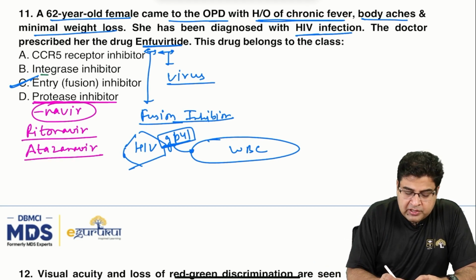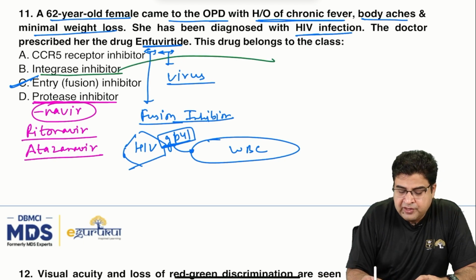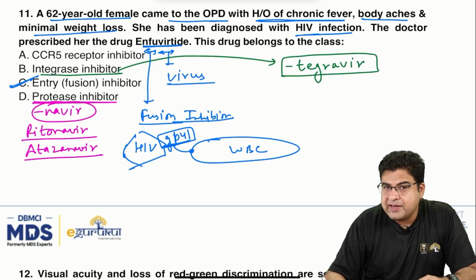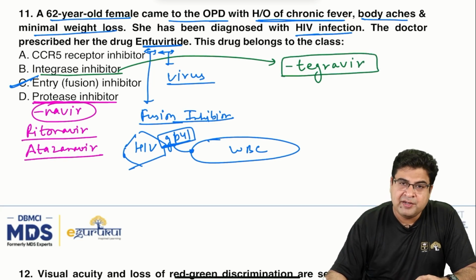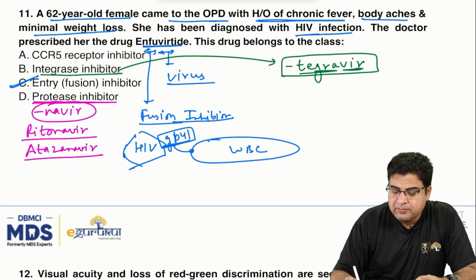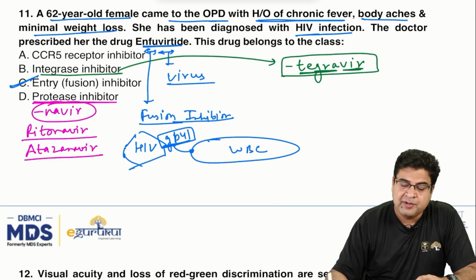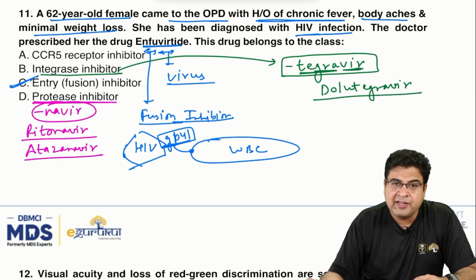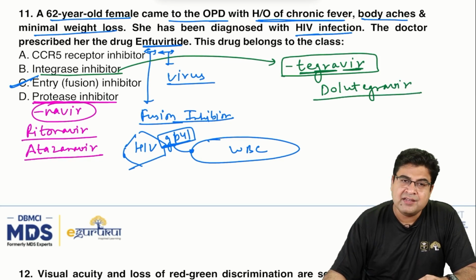Now we have one more class of medicines which are given for HIV. We call them integrase inhibitors. All these medicines end with the word tegravir. Vir means virus, and teg means integrase inhibitor. One example of the medicine is dolutegravir. Dolutegravir, raltegravir, elvitegravir, all these medicines are integrase inhibitors.